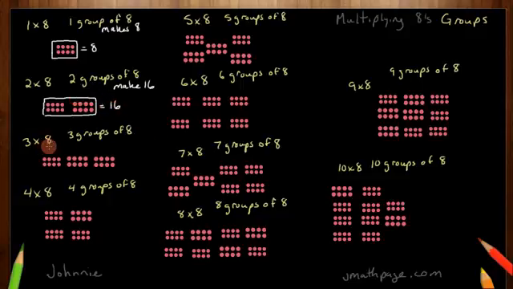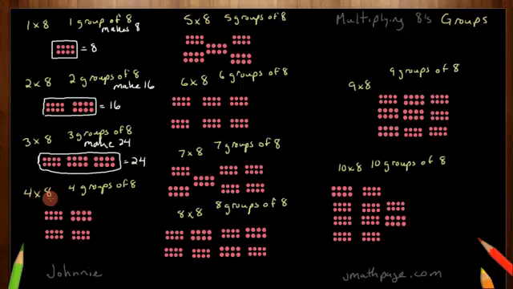What about 3 times 8? Three groups of 8. Well, I have 8 and 8 and 8. So I'm going to count by 8s. 8, 16, 16 and 8 more make 24. So I know that all together, three groups of 8 make 24. Or 3 times 8 equals 24.